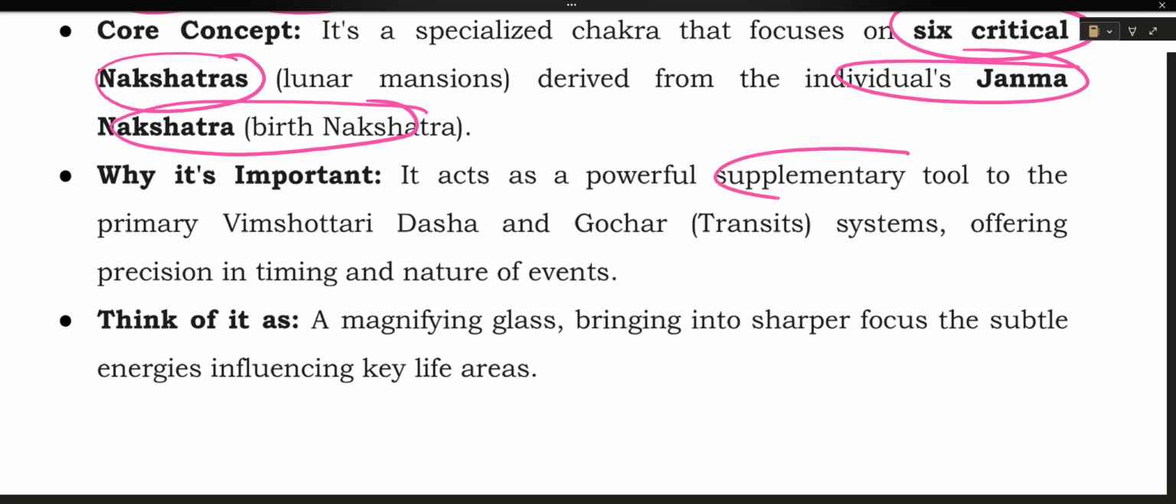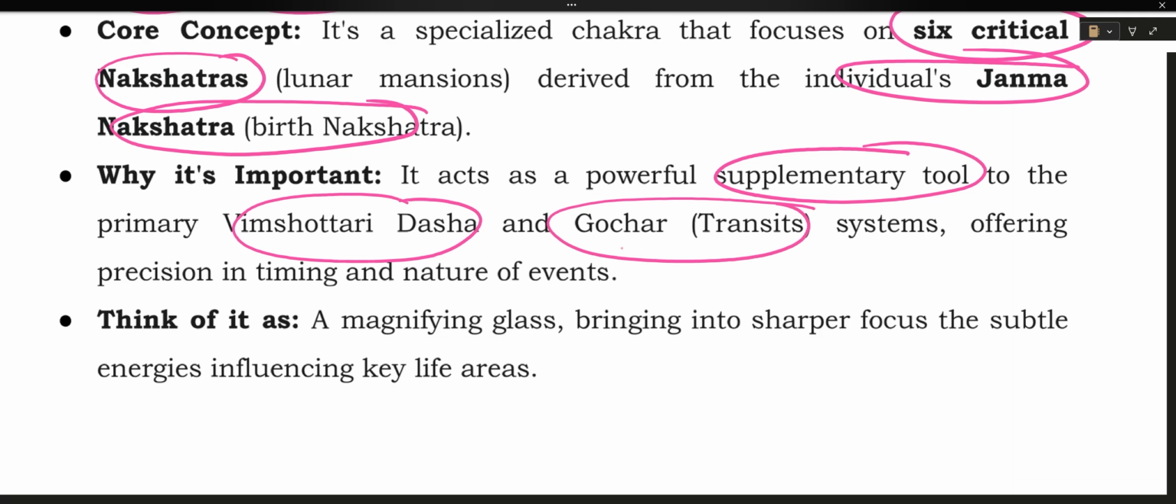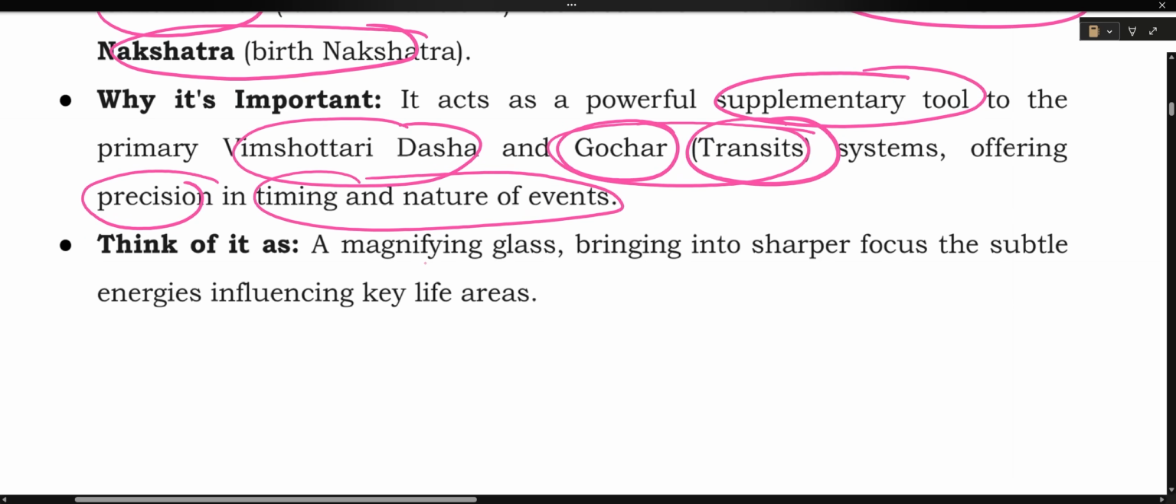It is a powerful supplementary tool that we use along with the Vimsattari Dasa system and the Gochar and the transit. Gochar is a Hindi term, and transit is the English term. Transit means whatever nakshatra constellation is behind a planet, that is called the transit of the planet in that nakshatra. This offers a precision in the timing of natural events. Sometimes you may ask the astrologer when you will get married. From that question we have to see the different constellations of the nakshatra along with the planets, and only then can we make an accurate prediction.